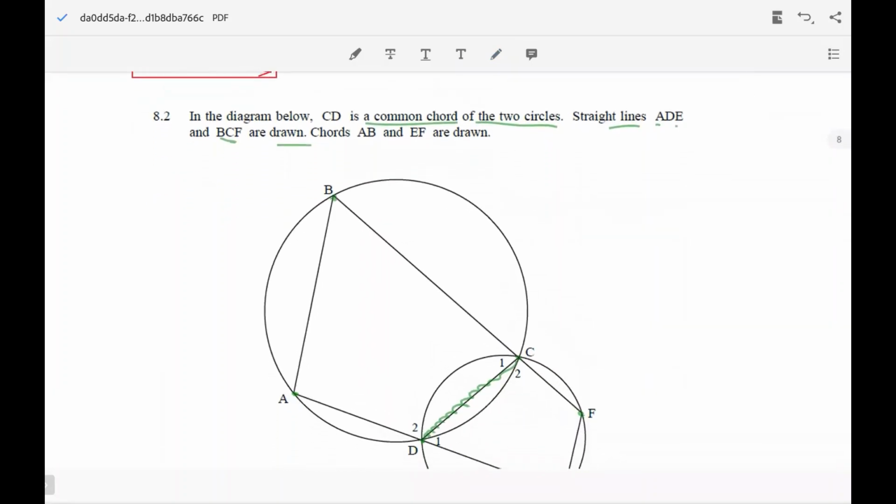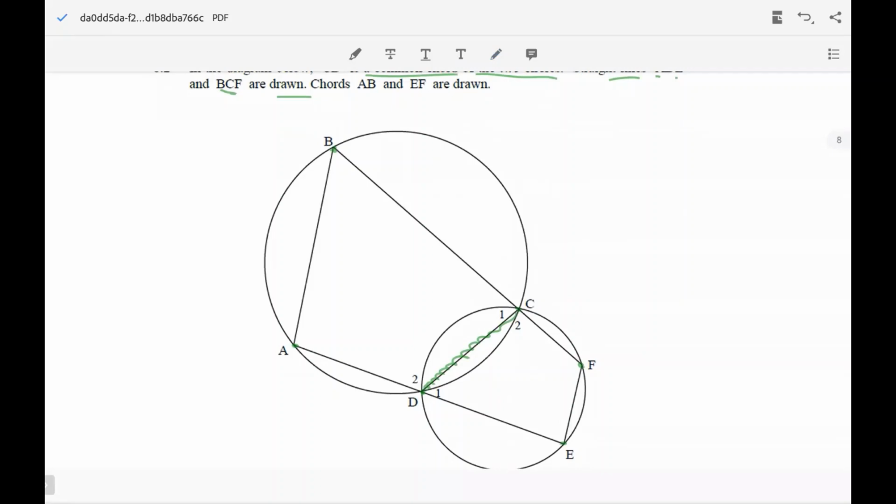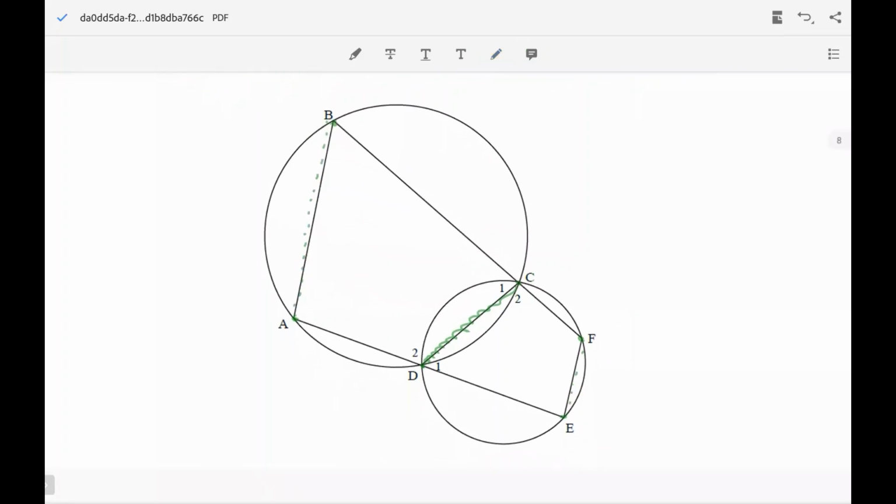Chords AB and EF are drawn. So AB and EF, where are the chords? So AB is here going up, and EF is in the small circle. So we have the chords. And that's the diagram. So looking at this diagram, which theorems do you see being represented? Just focus on the larger circle.